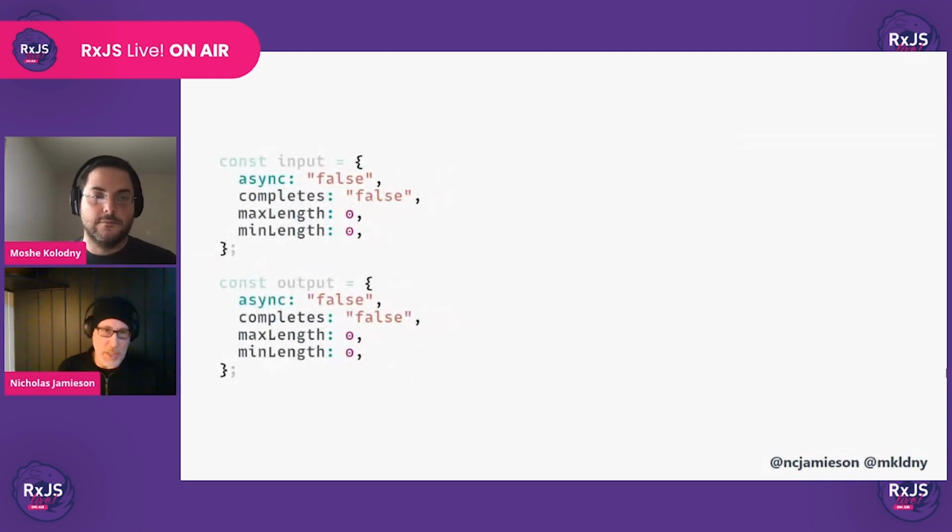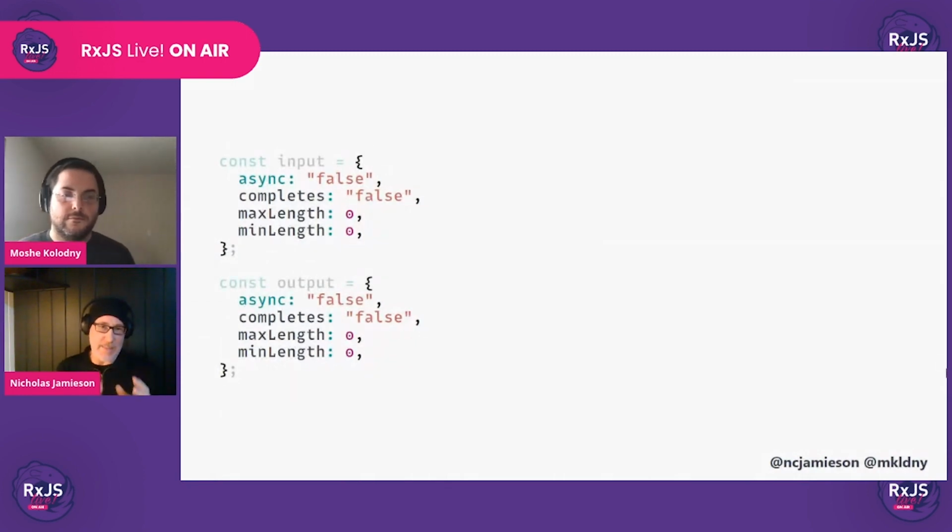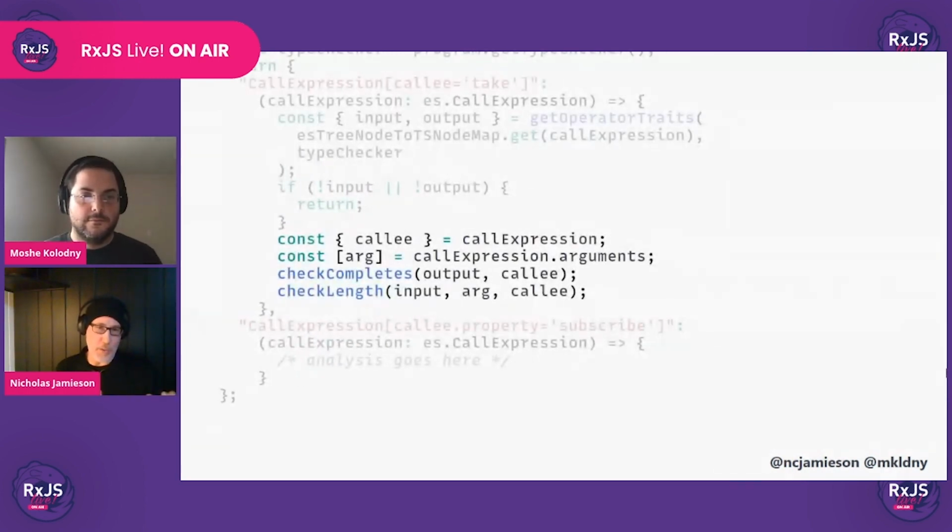And from those, we can just generate an object that we can use to describe the input traits and the output traits. So in this case, they're the same because the take wasn't able to take anything and the max stayed at 0. And the object that we're using here, we don't worry about the types of the min and the max, we're only worried about the numbers. So we take these and then run those through our checks. So we're going to check the completes, we're going to check the length, where the length is also passing in the argument that was passed to the take operator.